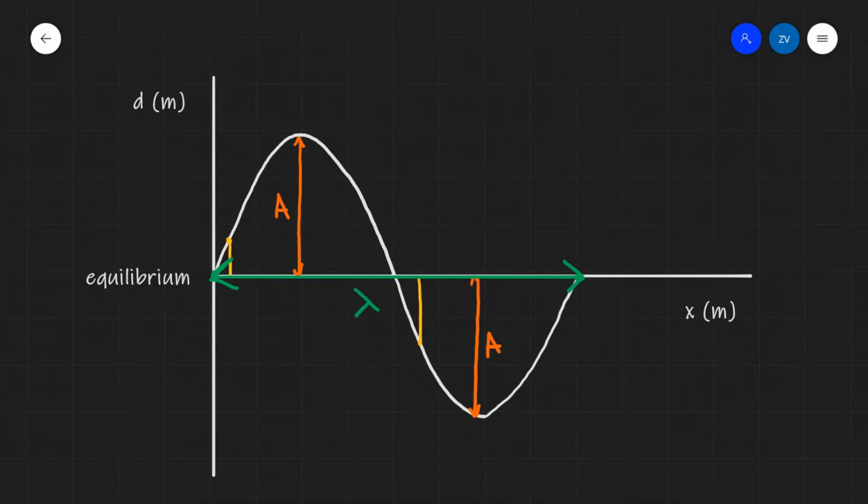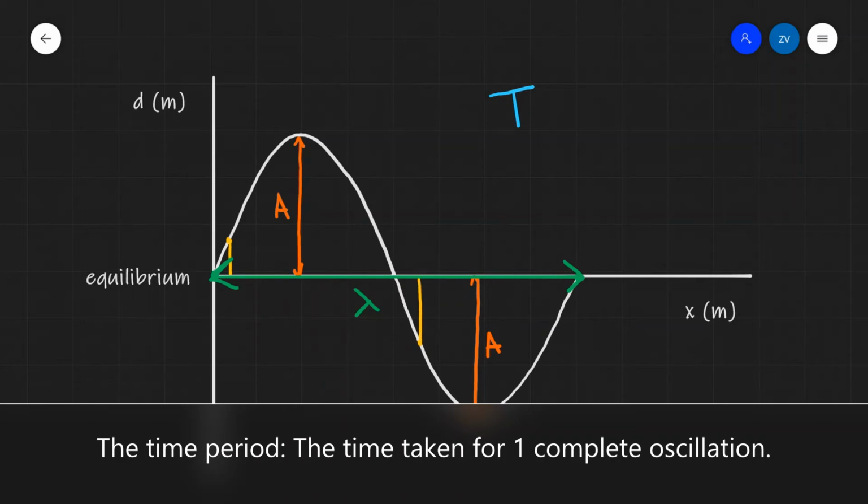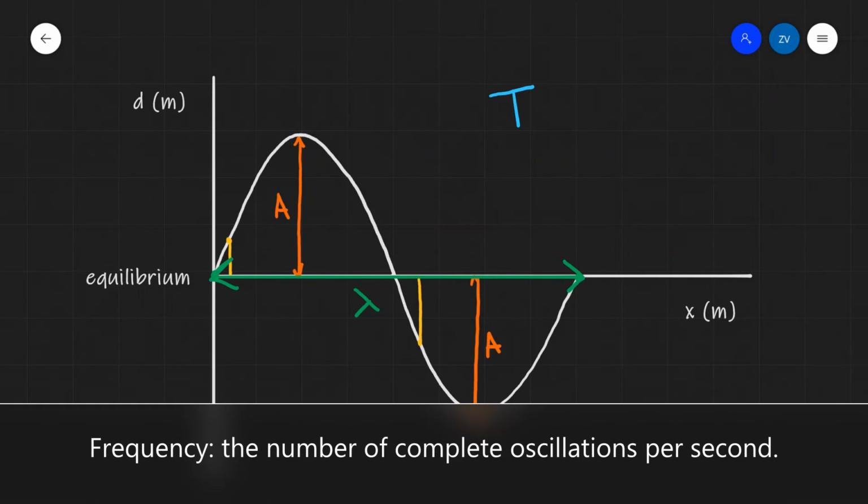Up next, let's define the time period, which is normally given the symbol T, and the time period is defined as the time to complete one full oscillation of the wave. Next, we'll be looking at the frequency f. This is defined as the number of complete oscillations per second. We can find the frequency as 1 over the time period. It also follows that the time period is 1 over the frequency.